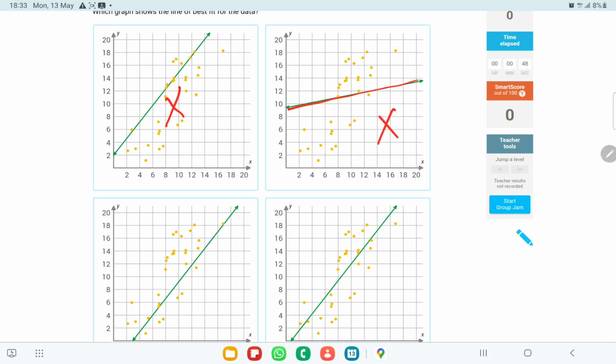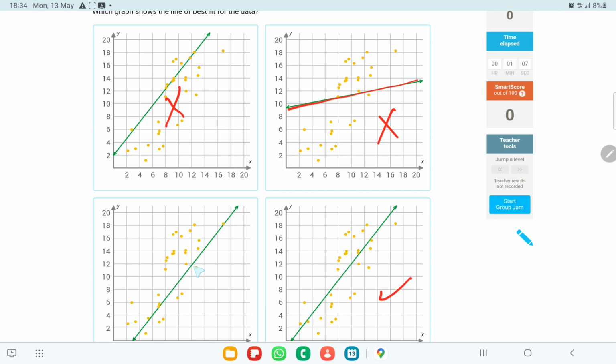So this one also is not correct. What about these? These are very close to each other, but you will find that in this case it is balanced. The number of points on the right or down is nearly the same as the number of points up. So we can say that this is the line of best fit.